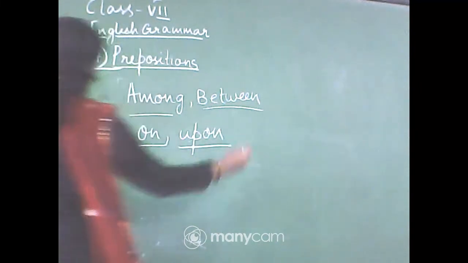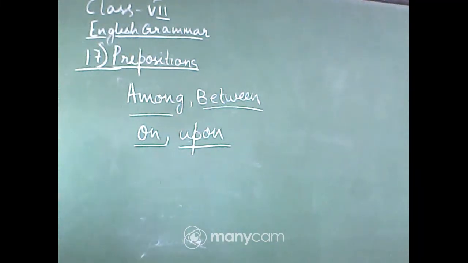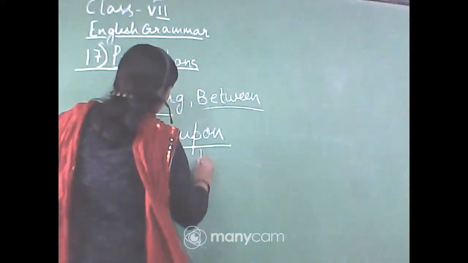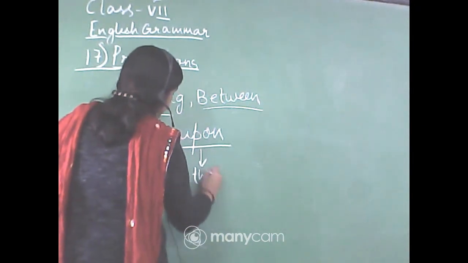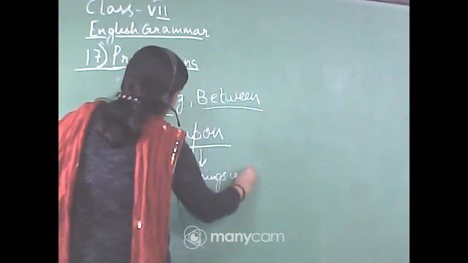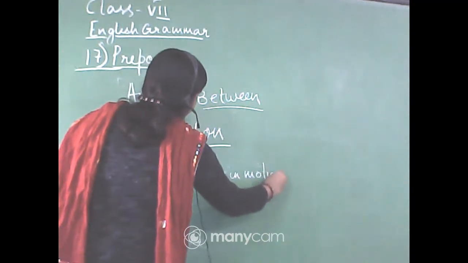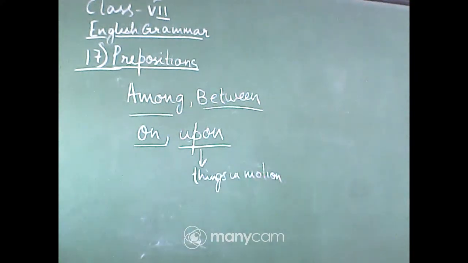Next is on and upon. When do we use on and when do we use upon? Upon is used with things in motion, whereas on and upon can be used while indicating things at rest. So, on is always used for things at rest, upon is used for things in motion as well as at rest. Like you can say that the dog jumped upon the chair. That means the dog was running, and then he jumped on the chair.